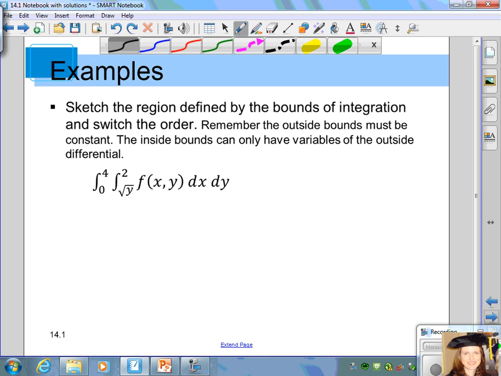Okay, in this example, we want to sketch the region defined by the bounds of integration and then switch the order. Remember, the outside bounds must be constant. The inside bounds can only have variables of the outside differential. Now, in this case, we're not actually evaluating it, but we want to be able to determine what the region is that's depicted by these bounds of integration, and then switch the order of those.